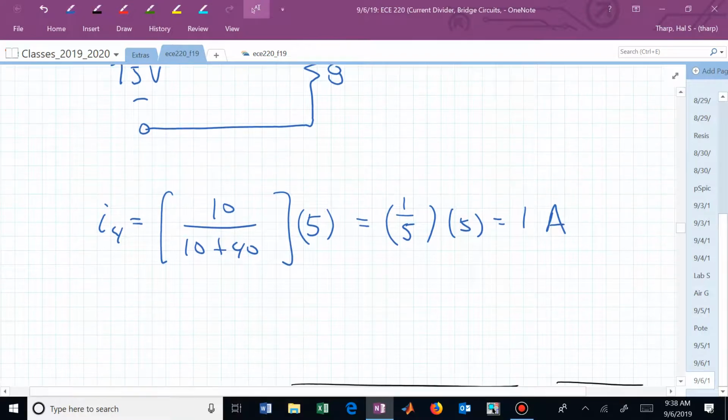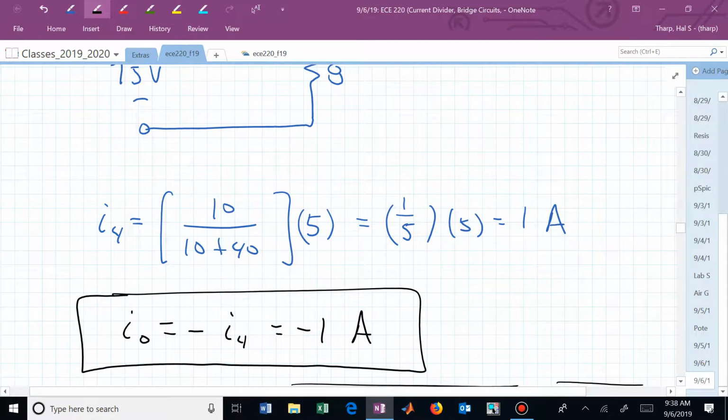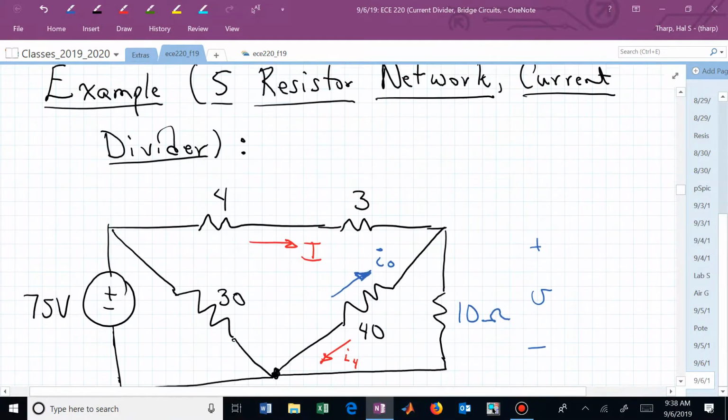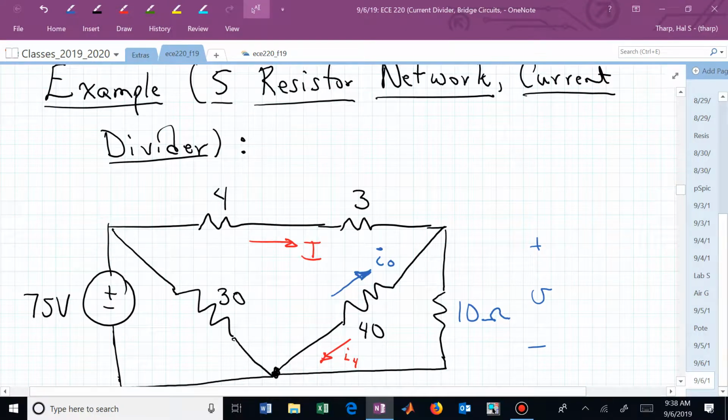Or I sub 0 was just the negative of I sub 4. I sub 0 is now minus 1 amp in our original circuit. So I sub 0 meaning minus 1 means that however we sketched I sub 0, we have a negative current in that direction, which really means I sub 4 is a positive current going down and to the left.